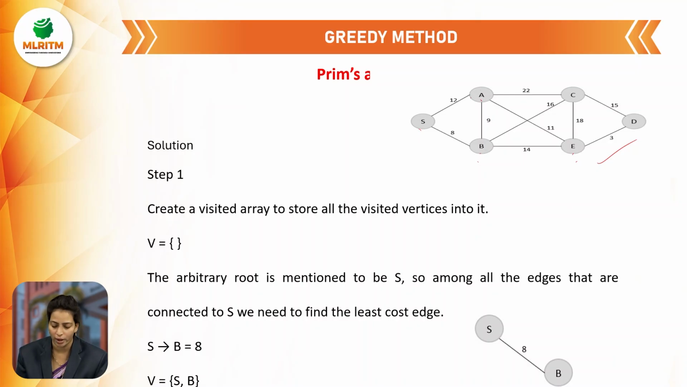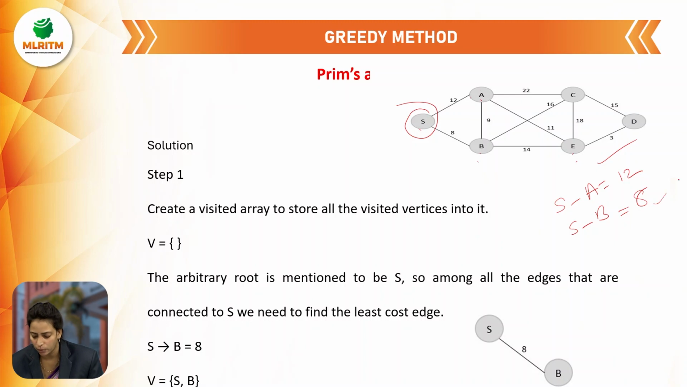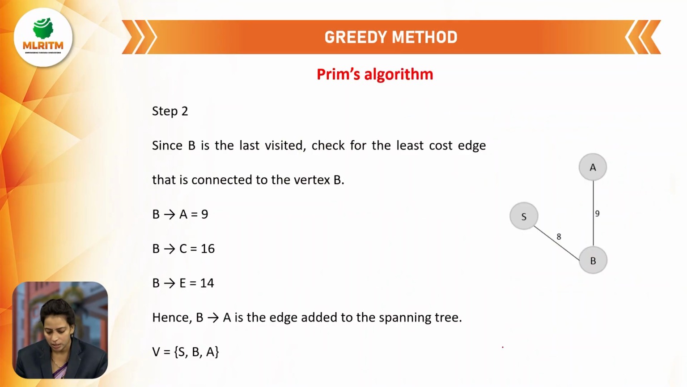In this example, my starting node is S. I consider the root node as S. Find out the adjacent vertices of S. Total how many adjacent vertices? 2. One is S to A, another one is S to B. S to A cost is 12. S to B cost is 8. Which is minimum? 12 or 8? 8 is minimum. So consider this edge, add it into the graph. S to B. What is the weight? 8.